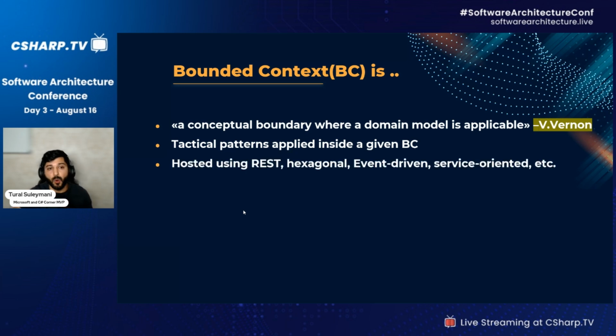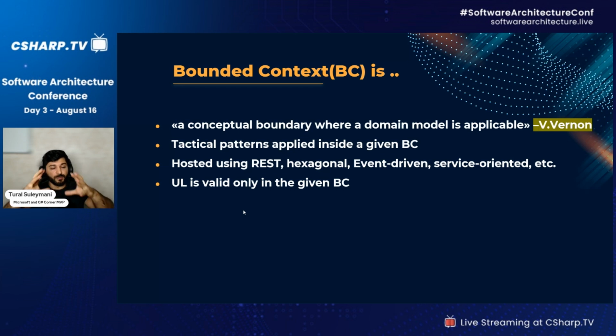So we can host bounded contexts using different architectures. You can use hexagonal architecture, event-driven, service-oriented, I don't know, REST, for example. For one bounded context, you may apply a layered architecture, the clean architecture for another, I don't know, service-oriented for one, event-driven for another. So that's completely okay. You are not strictly tied to one architecture. This is really a good side of a bounded context.